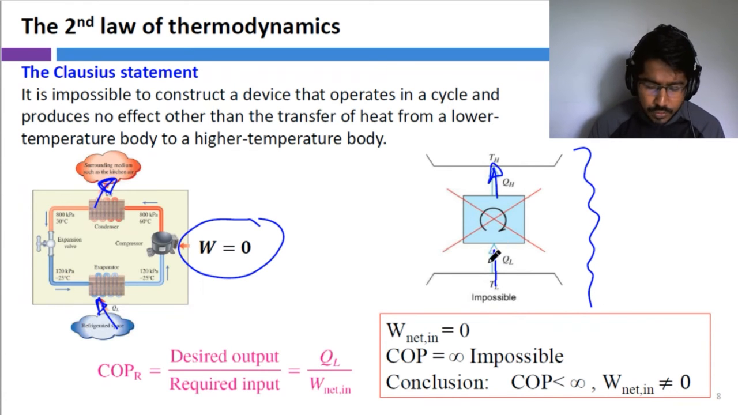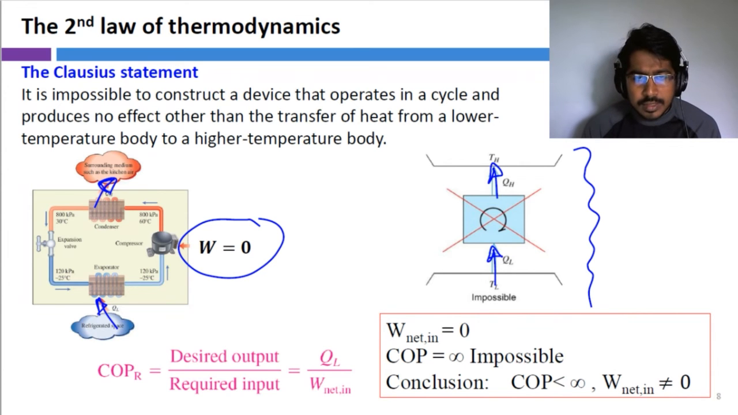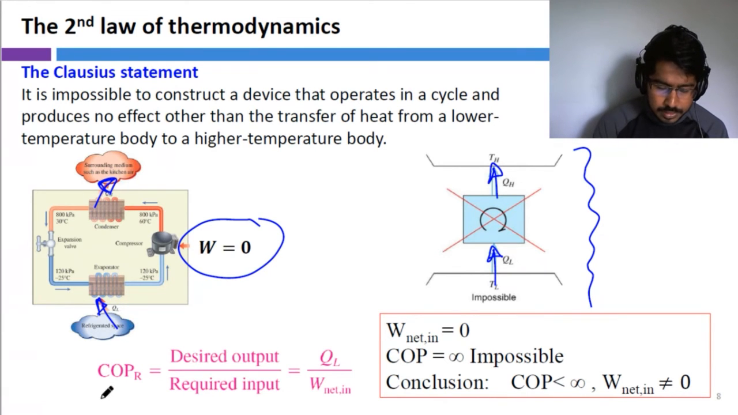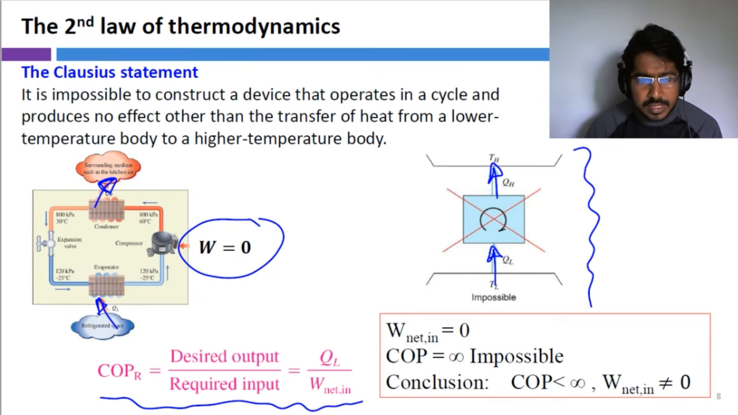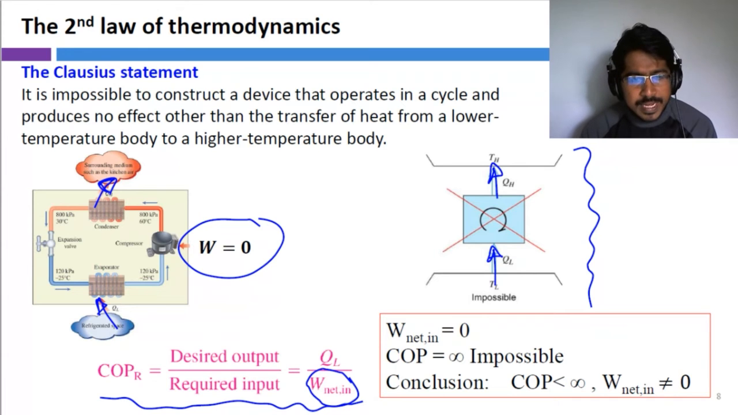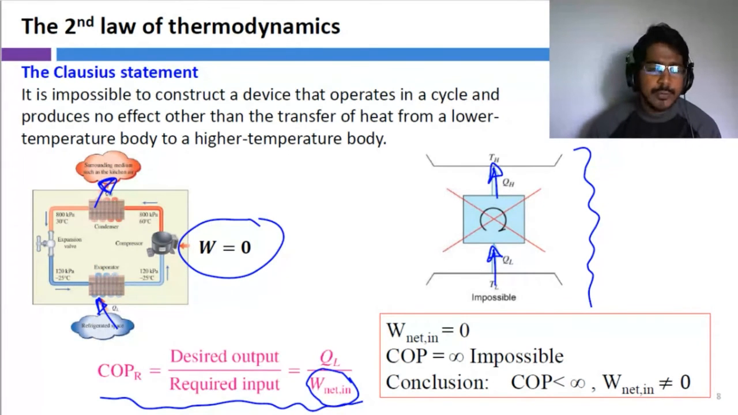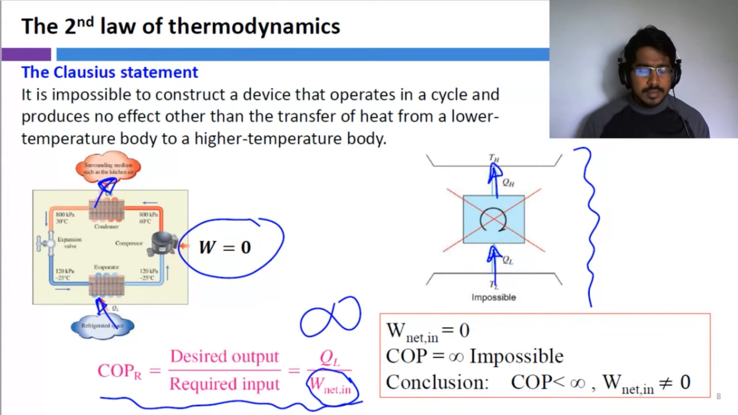QH is ejected and QL is absorbed, right? So if we apply the first law equation here, you can see that QH and QL should be equal to each other under steady state conditions, right? So COP of a refrigerator can be written as QL divided by W net. Then if W net is 0, that means your COP is infinite, right? Infinity. What does this mean?